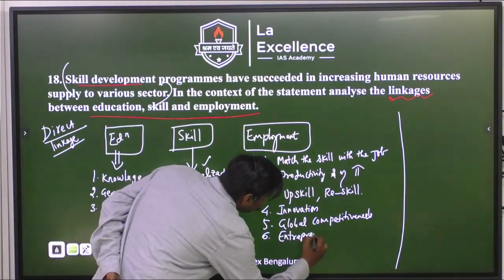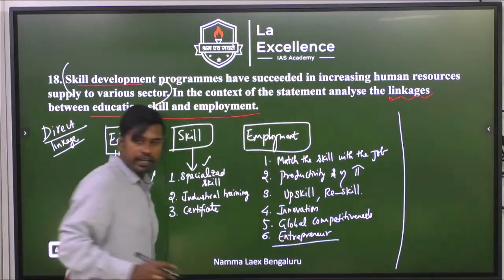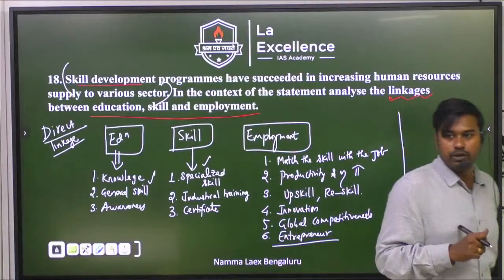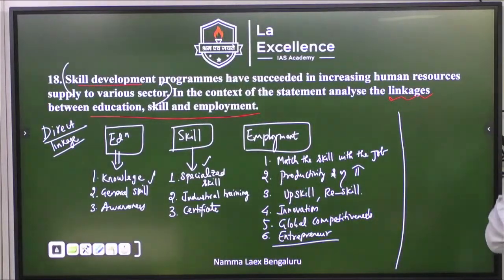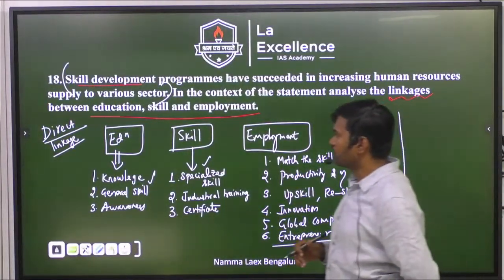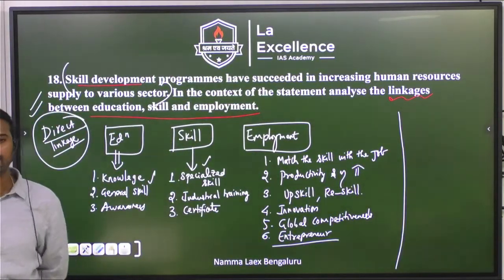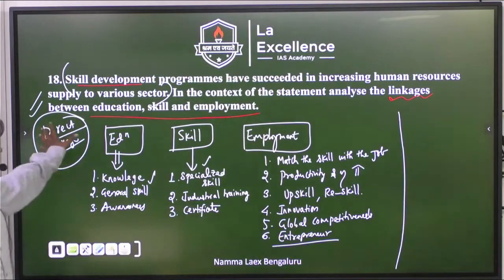It is not that they always need to work with others. They can also start a business if they have very good skill training. The confidence will be there, and startups will improve in India. So with the help of this discussion, we can understand that in most cases there is a direct linkage.